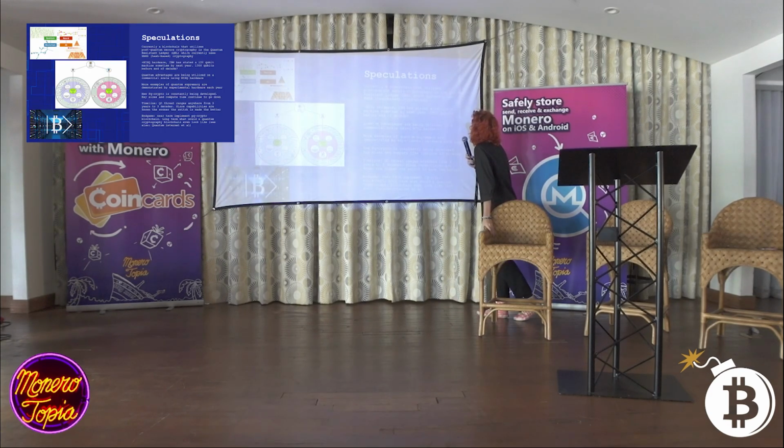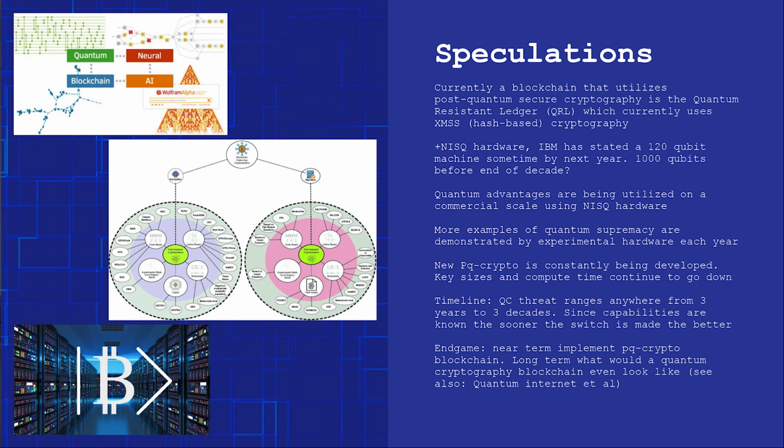All right, the fun part, speculations. Currently a blockchain, the Quantum Resistant Ledger, is a blockchain protocol which currently uses XMSS hash-based cryptography. So it's quantum resistant, and it's around. So even if it turns out someone had a quantum computer today or tomorrow or yesterday, there still would be a blockchain available right now. I'm sure more post-quantum projects will probably spring up as time goes on. But there is one in any case.